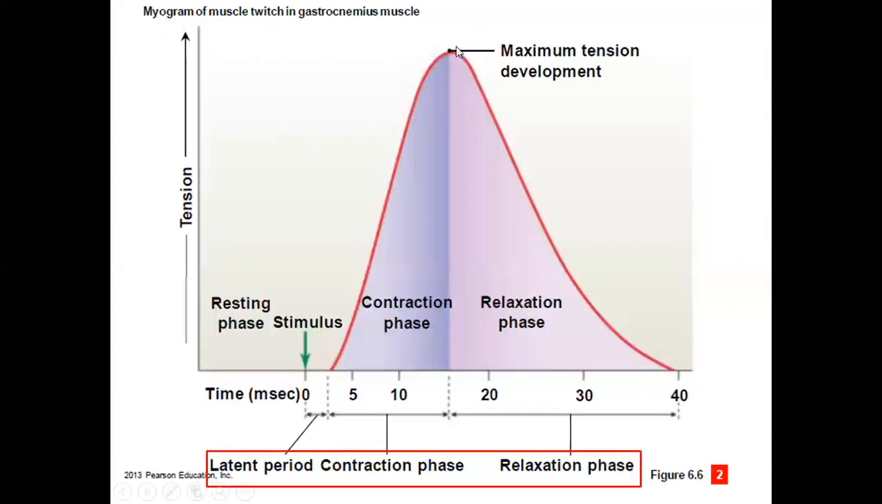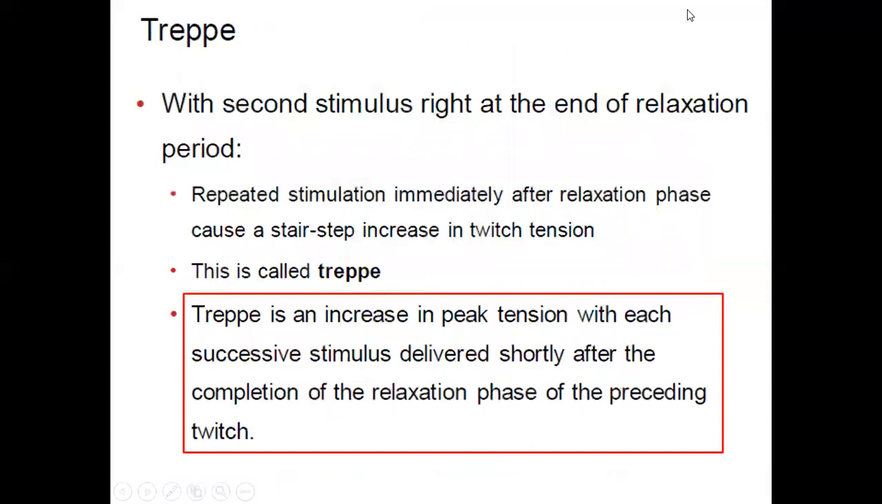So here's a maximum tension for this one contraction, this one twitch. If you stimulate the muscle to contract here again, the next maximum for the next twitch will be even higher. So I'll show it to you on the coming slides. That's called treppe. It's basically an increase in peak tension with every successive stimulus that's delivered very shortly after the complete relaxation phase is done. So in this instance, treppe is allowing the muscle to completely relax and then stimulating it again right away.